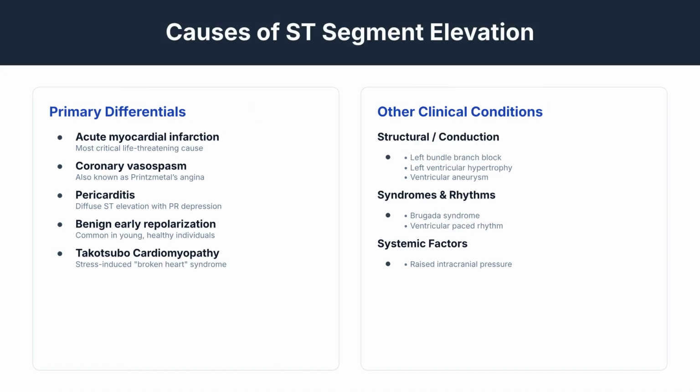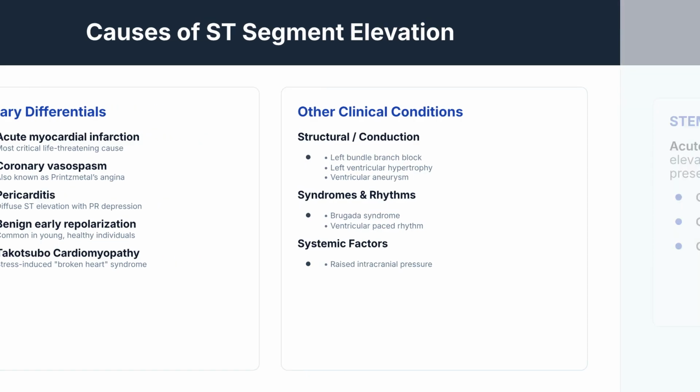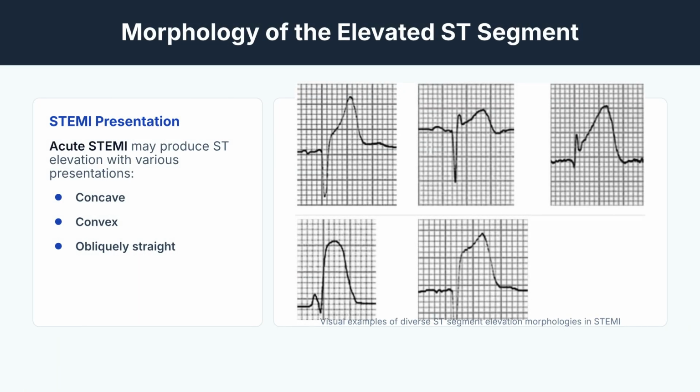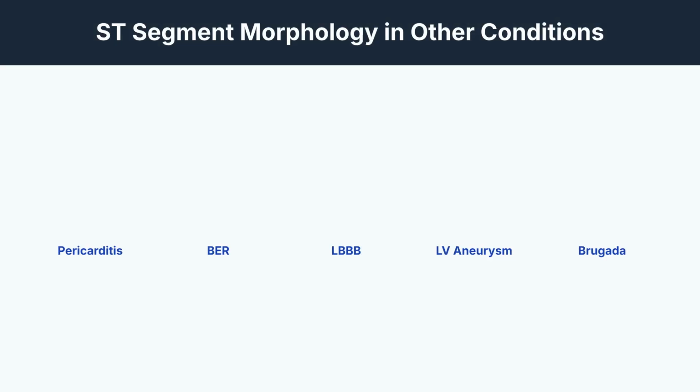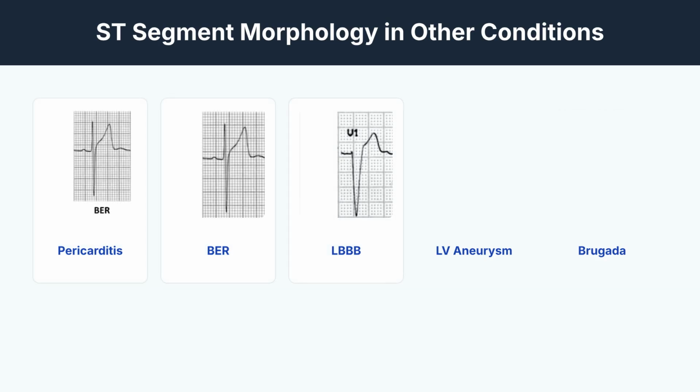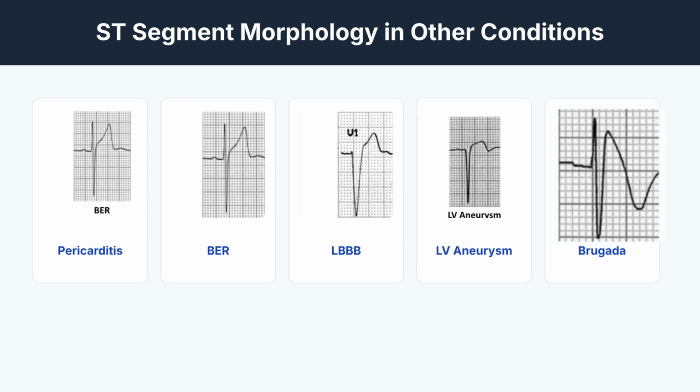Causes of ST segment elevation include life-threatening conditions like acute myocardial infarction and other conditions like pericarditis, benign early repolarization, and Takotsubo cardiomyopathy. The morphology of the elevated ST segment in an acute STEMI can vary. It may appear concave, convex, or obliquely straight, and identifying these shapes can aid in diagnosis. Various other conditions also produce ST segment elevation, each with unique morphology, such as in pericarditis, benign early repolarization, left bundle branch block, LV aneurysm, and Brugada syndrome.